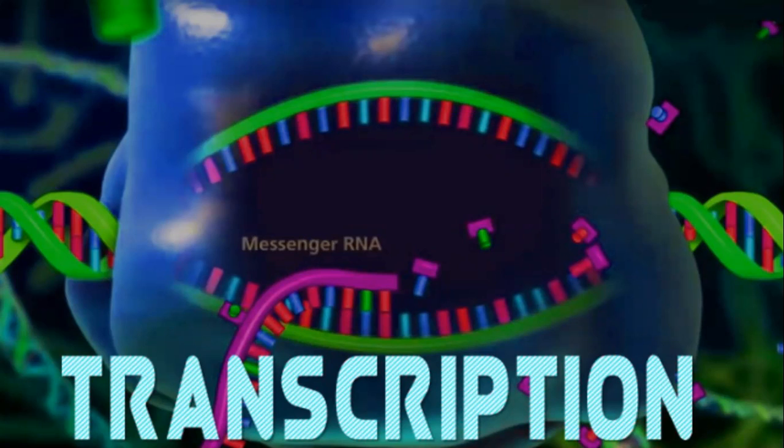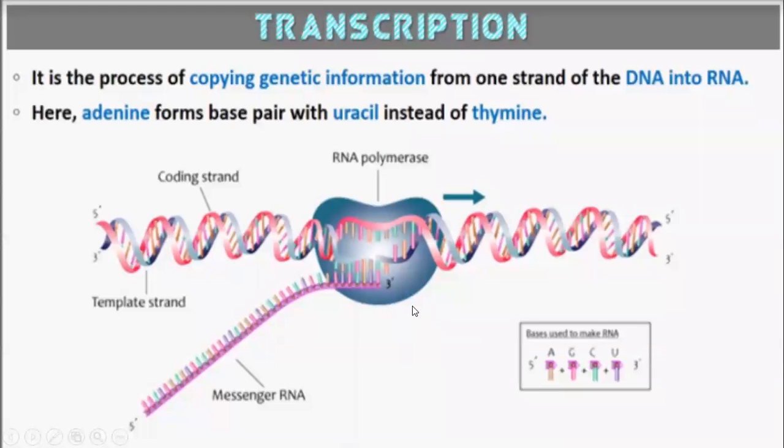So the definition of transcription is that it is the process of copying information from DNA to mRNA. As you can see directly in this slide, it is messenger RNA, which is the mRNA. Is that clear? Fine. So the process of copying genetic information from one strand of the DNA into RNA is known as transcription.